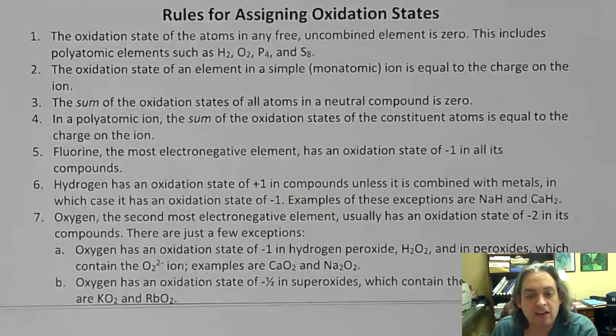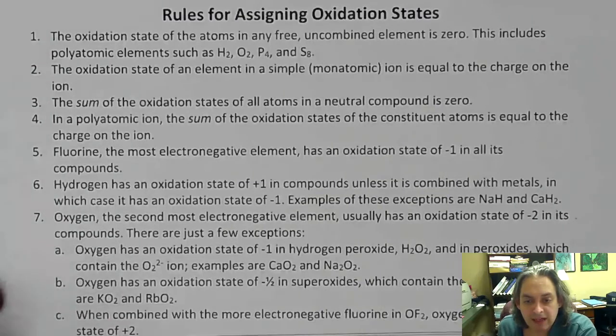Oxygen has an oxidation state of -1/2 in superoxides, which contain the O2 - or 1- ion. Examples are potassium superoxide and rubidium superoxide.